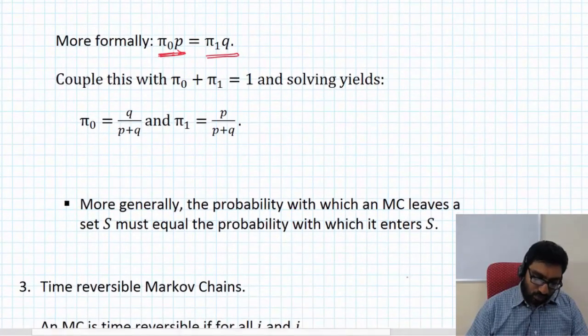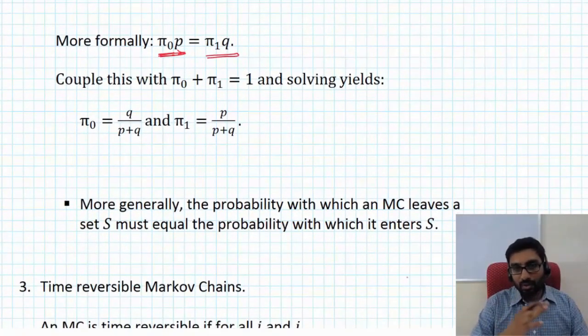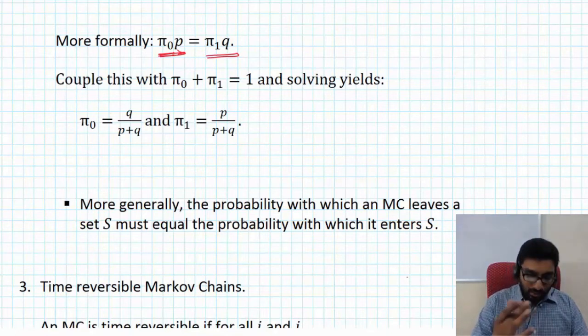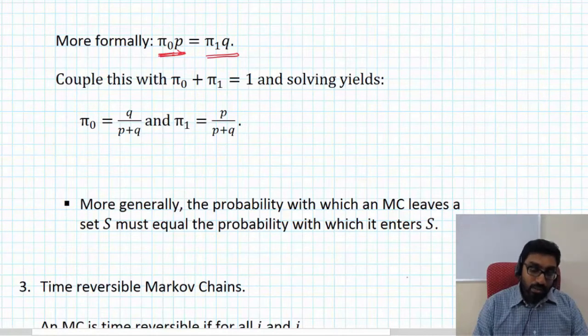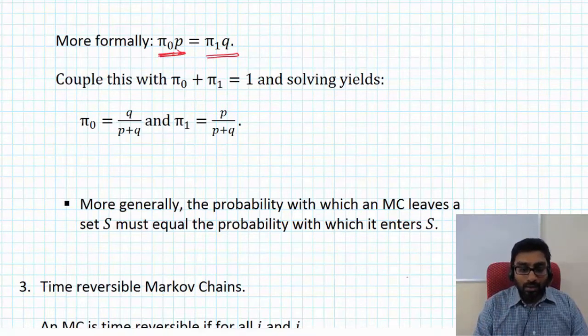The frequency with which the Markov chain goes from left to right and right to left can be captured by pi 0 times p. Pi 0 is the probability that the Markov chain is at state 0, and given that it's in state 0, it will move to the other side of the cut with probability p. And vice versa, pi 1 times q. And these two are equal, according to our intuition.